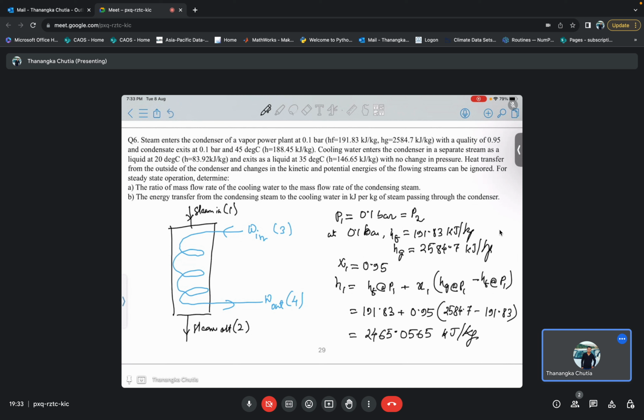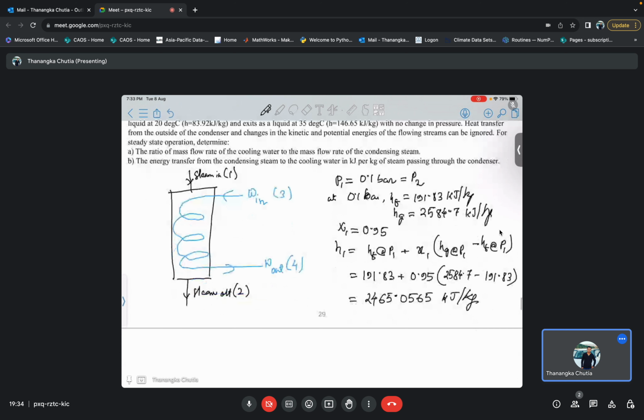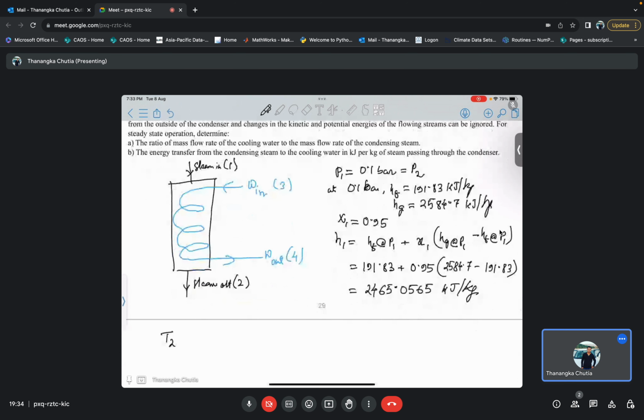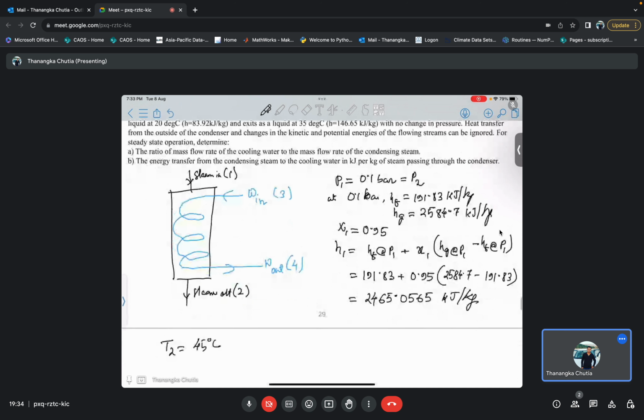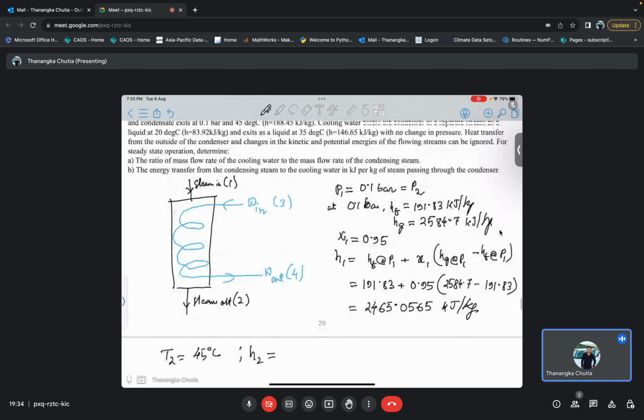Then steam enters and condensate exits. Okay, and now what it is telling us is that the condensate is basically exiting at 0.1 bar. So T2 is equal to 45 degrees Celsius, and your H2 is 188.45 kilojoule per kg. This is being told to us.